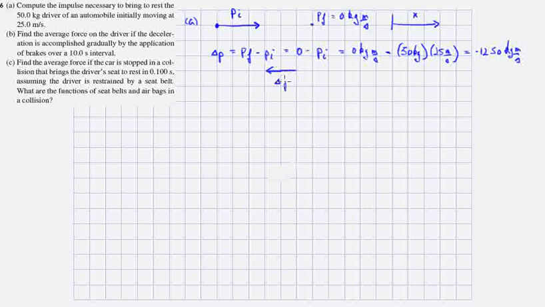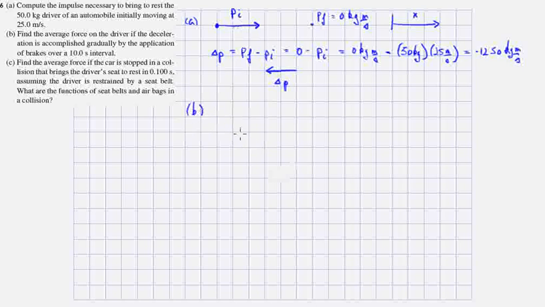That's the delta p. Okay, so we know from the impulse momentum theorem that this is going to be equal to the average force times the time over which the force is applied, and clearly the force needs to be to the left to stop something that's initially moving to the right. Okay, it's a good segue into part B.